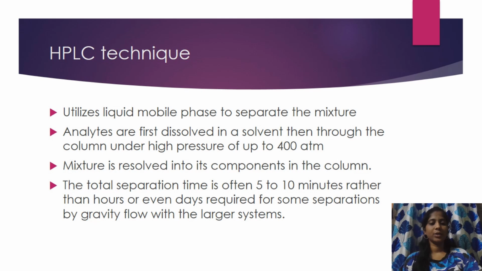The HPLC technique utilizes a liquid mobile phase to separate the mixture. Analytes are first dissolved in a solvent, then pushed through the column under high pressure of up to 400 atmospheres. The mixture is resolved into its components in the column. The total separation time is often 5 to 10 minutes, rather than the hours or even days required for separations by gravity flow with larger systems.